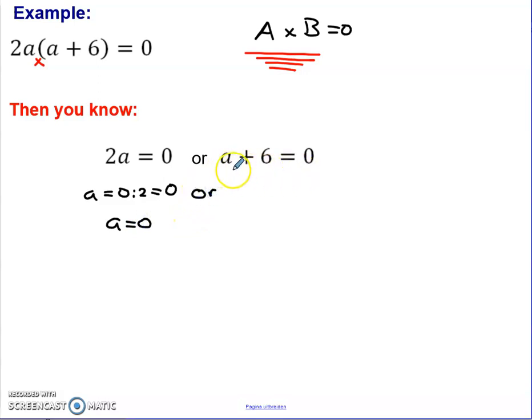Or it could also be possible that this part is 0. And I'm also going to solve this by using the balance method. I want the variables on one side of the equal sign and the loose numbers on the other side. So this plus 6 has to go. And when I want plus 6 gone, I need to do the opposite. So I do minus 6 on the left side. Then there's only a left, but also on the right side. Then we will get minus 6. So this equation has two solutions. A is 0 or a is minus 6.